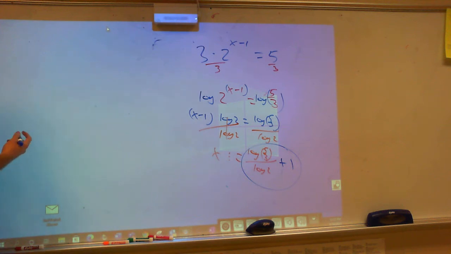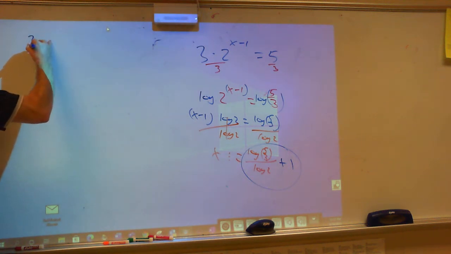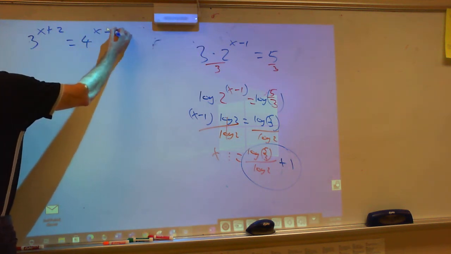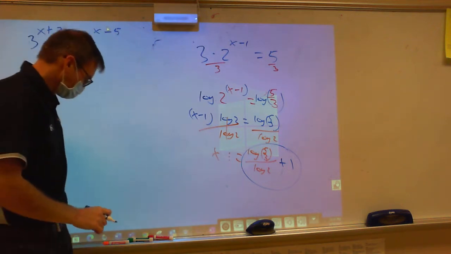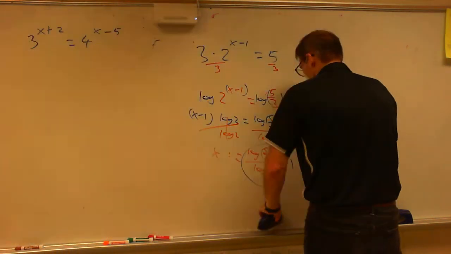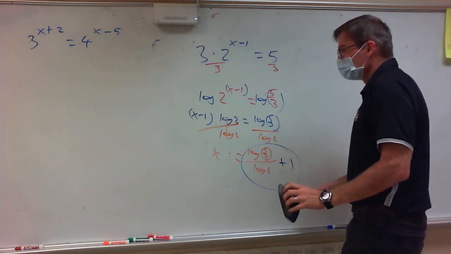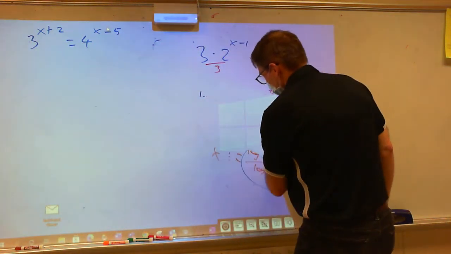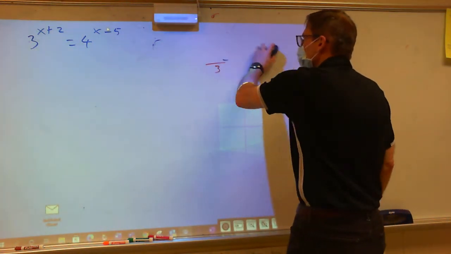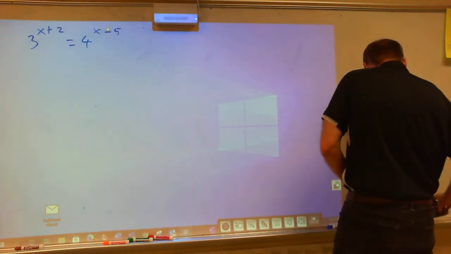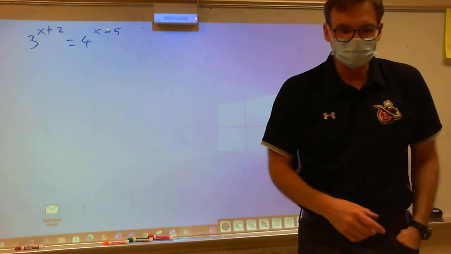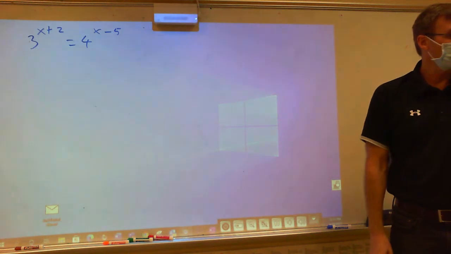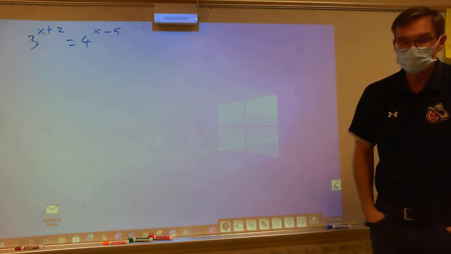But what if I gave you 3 to the x plus 2 is equal to 4 to the x minus 5? So what's different about that? There's exponents on both sides. You got x's on both sides. Well, I don't know how that's going to happen. I don't know how we're going to deal with that.